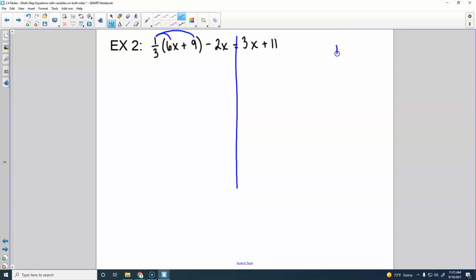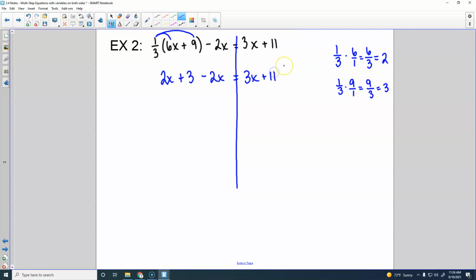So, it's going to be, I'm doing 1/3 times 6. To multiply fractions, I put that over 1, multiply straight across. 6 divided by 3 is 2. So I'll get 2x. And then I also have to do 1/3 times 9, which I could make 9 over 1. 1 times 9 is 9. 3 times 1 is 3. 9 divided by 3 is 3. So plus 3. And then I just carry down that minus 2x.